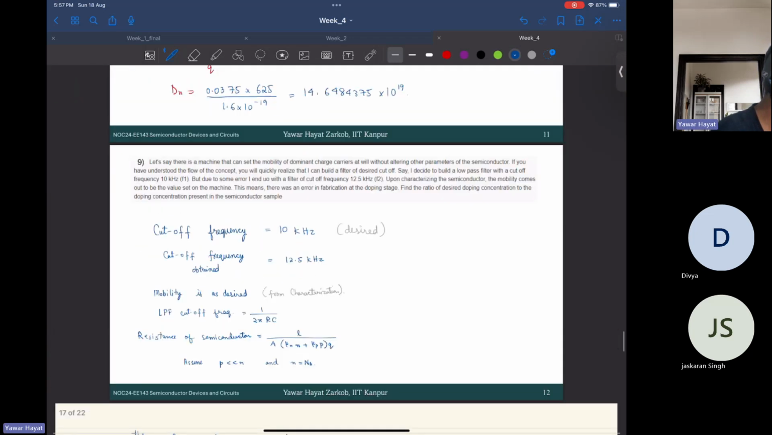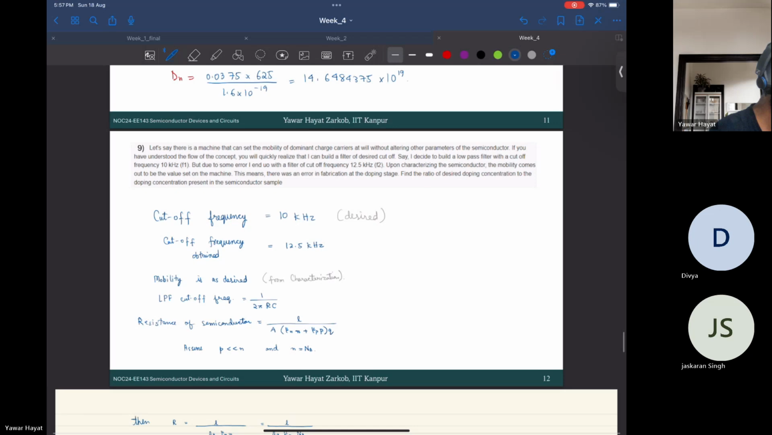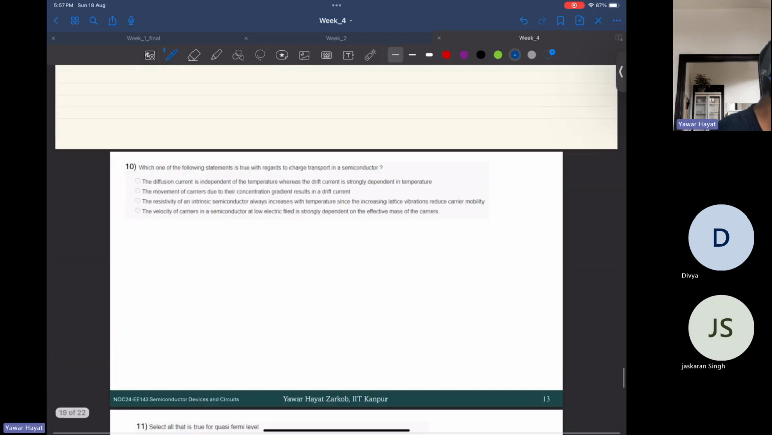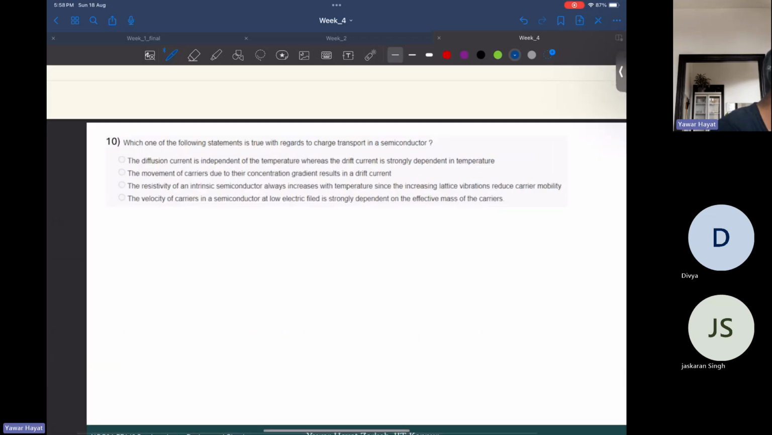Yeah, we are done with this one. Now, this is a theoretical one. Which of the following statements is true with regards to the charge transport in a semiconductor? This is pretty straightforward. The diffusion current is independent of the temperature, whereas the drift current is strongly dependent on temperature. No, that is not true.